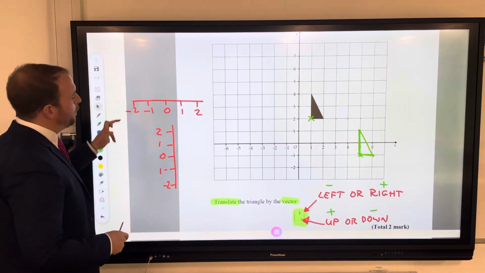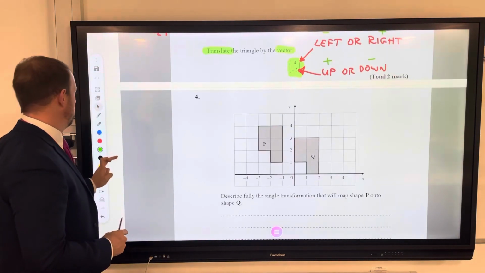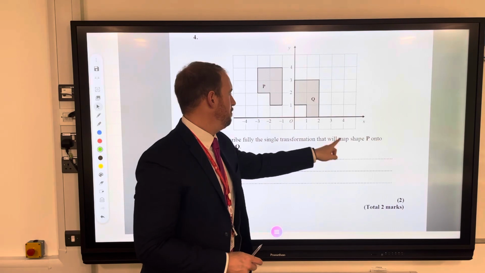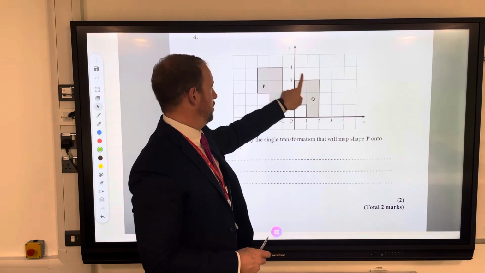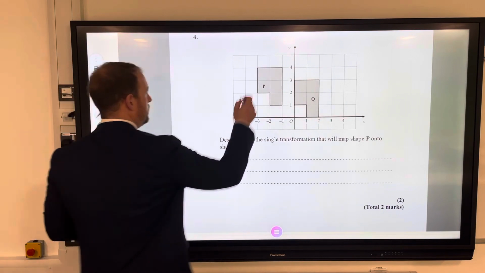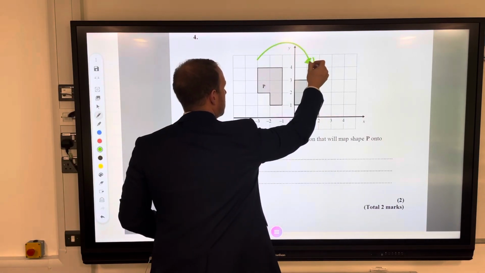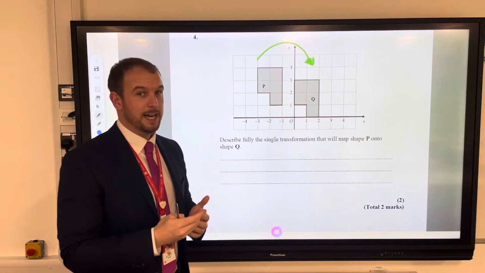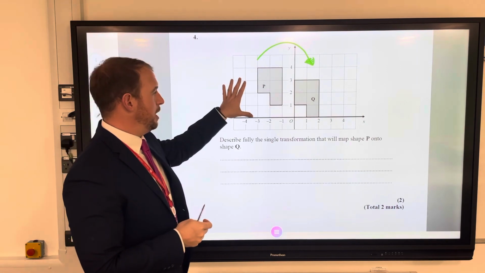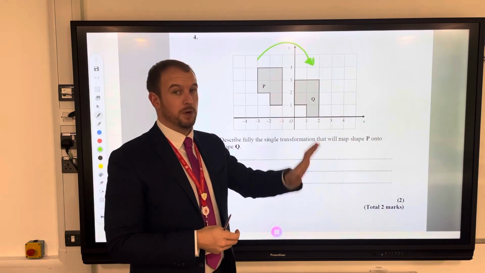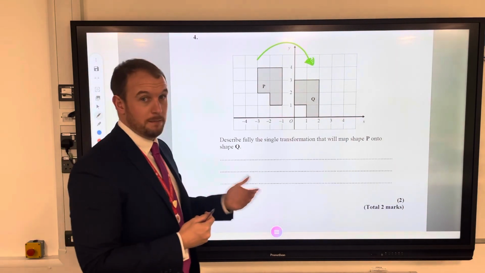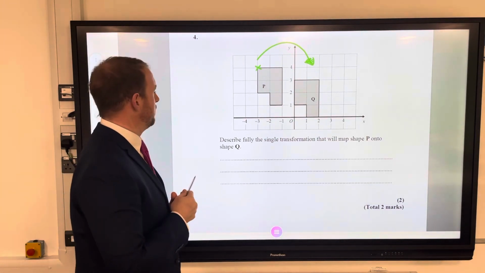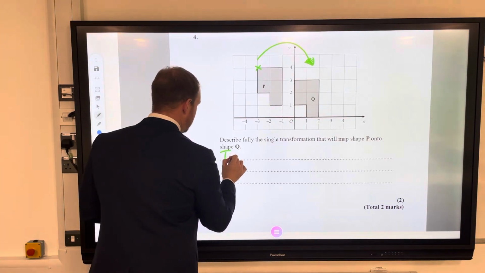How about though, if we had to describe what is happening? So describe fully the single transformation that will map shape P onto shape Q. So from here down to there. Has it got bigger? No. Has it been reflected? No. It is the same shape, just been translated. It has moved. But how far has it moved? Well, again, let's pick a vertex, pick a corner. I'm going to go for that top left corner there. So it has moved, so it is translated.